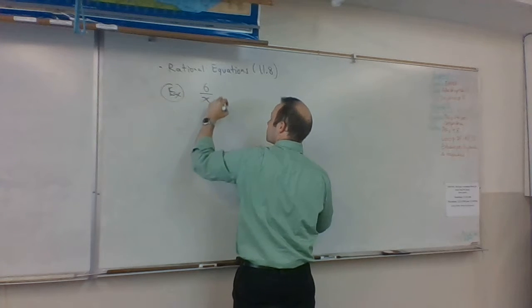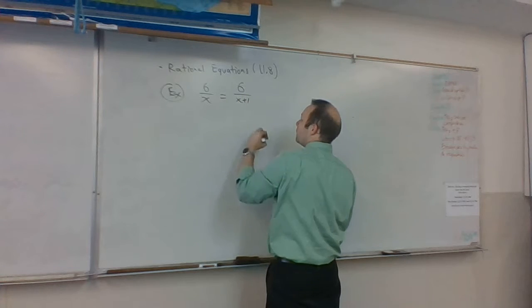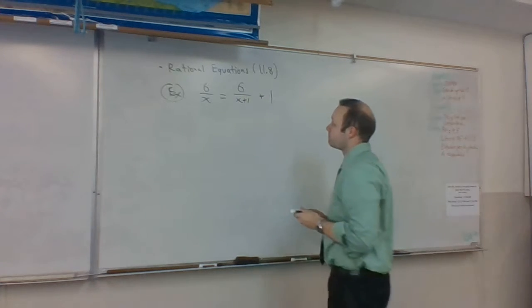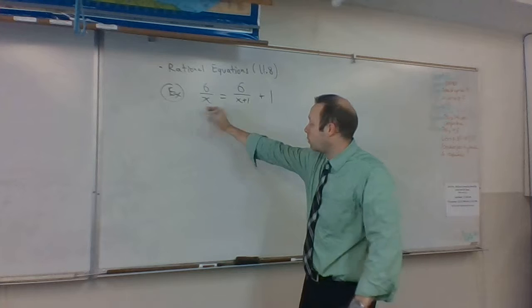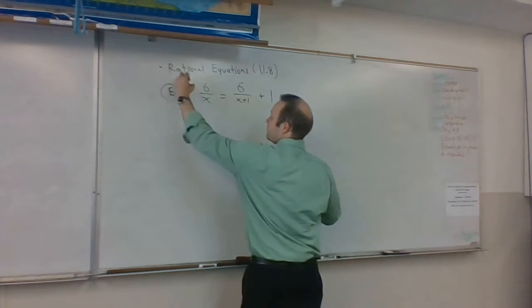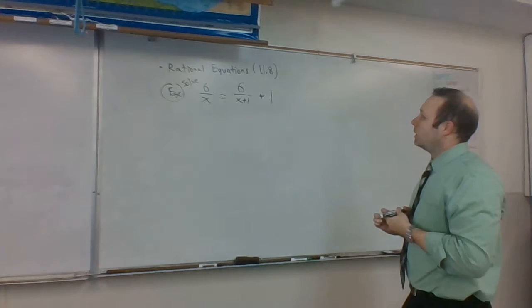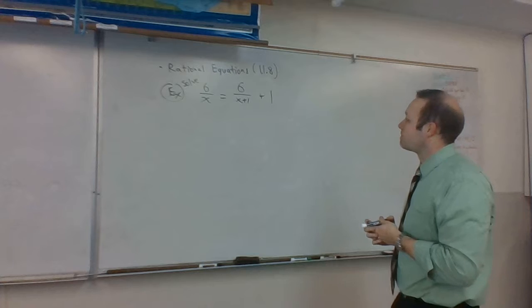6 over x equals 6 over x plus 1, plus 1. Right, we have one or more rational expressions. There's an equal sign. The instructions here would be something like solve this. Okay, so let's see what we can do.